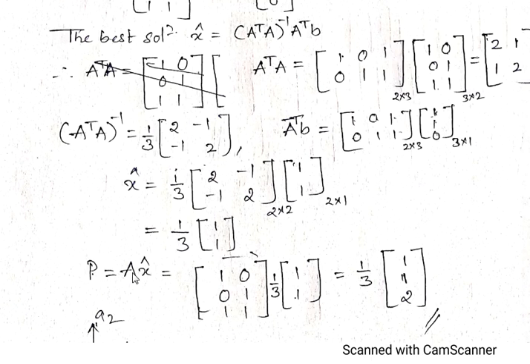So P is equal to the A matrix times the least square best value of x, so it is the A matrix multiplied by this. We get the column (1, 1, 2), and 1 by 3 is multiplied to that column matrix.